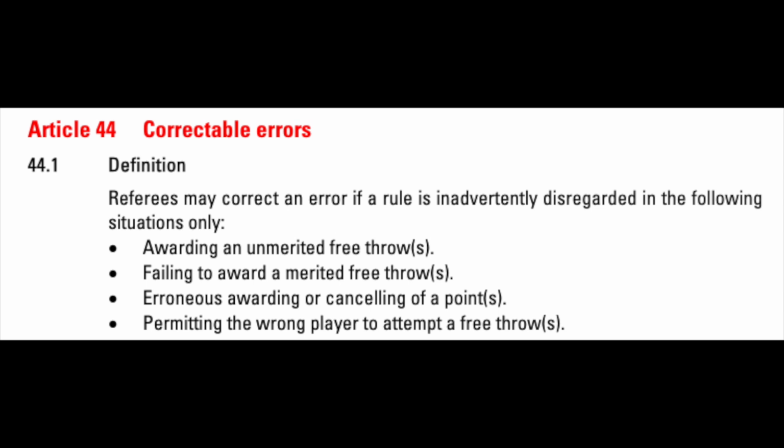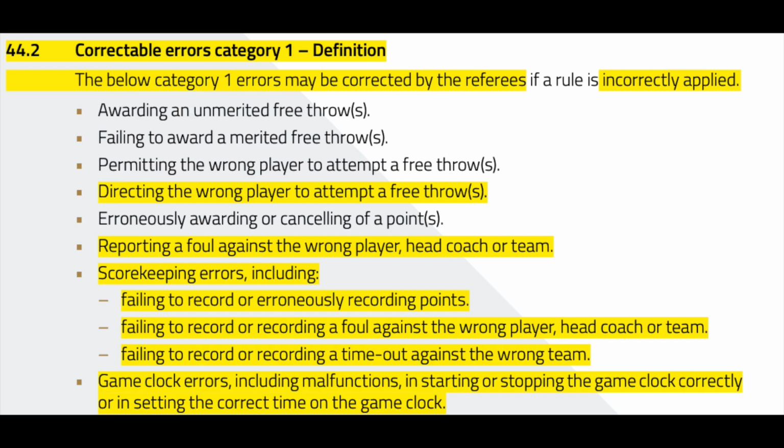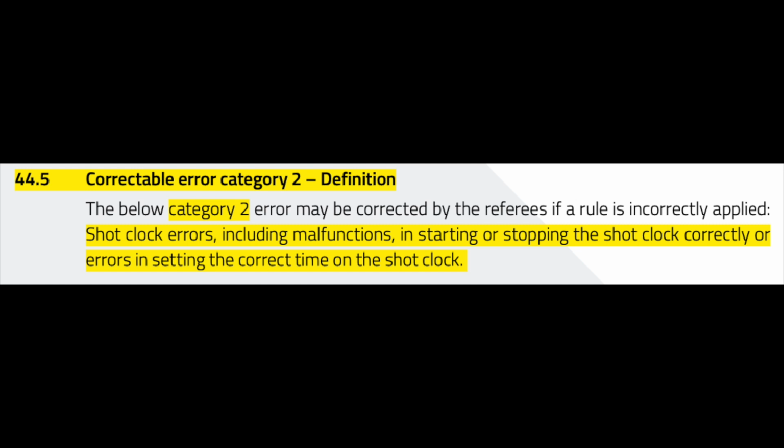The first difference you'll notice is that in previous correctable errors, there's only 4 situations they listed in the rulebook. We now have an additional 4, and that's under category 1. There's also category 2. We will get to that.